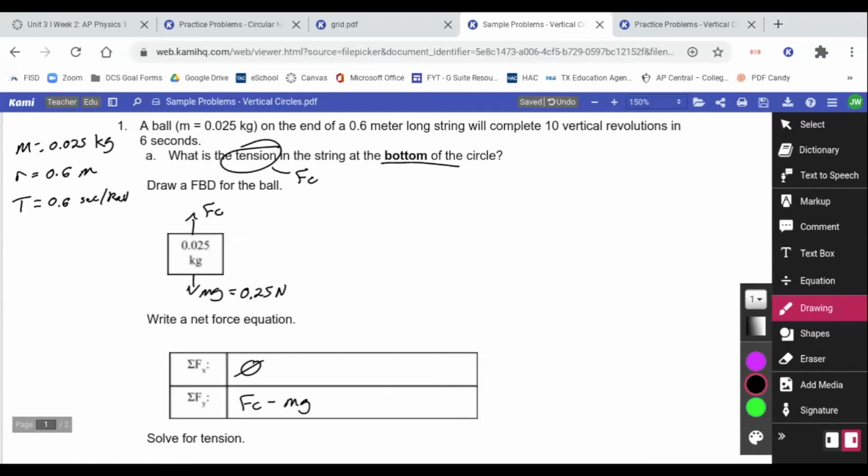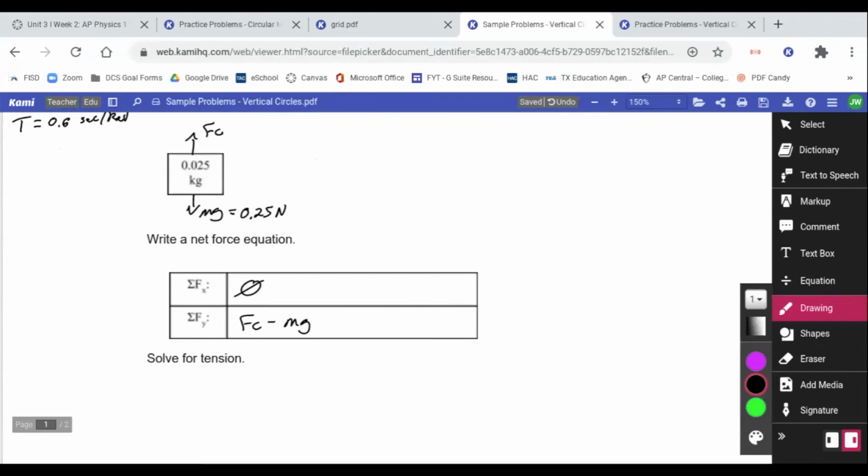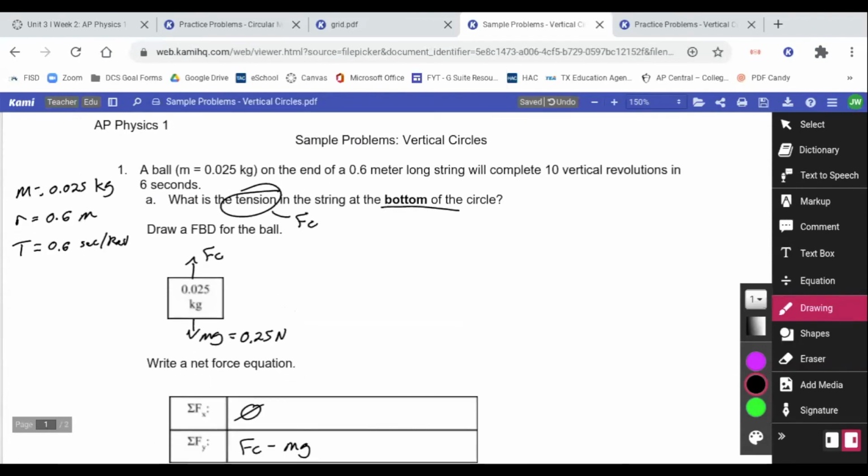Then it tells me to solve for tension. Well, I know that FC minus mg is equal to m a_c. If I'm solving for tension, I rearrange and have FC is equal to m a_c plus mg. I know the mass and I know gravity. For acceleration, a_c is v_t squared over R. I know R, but I don't know velocity.